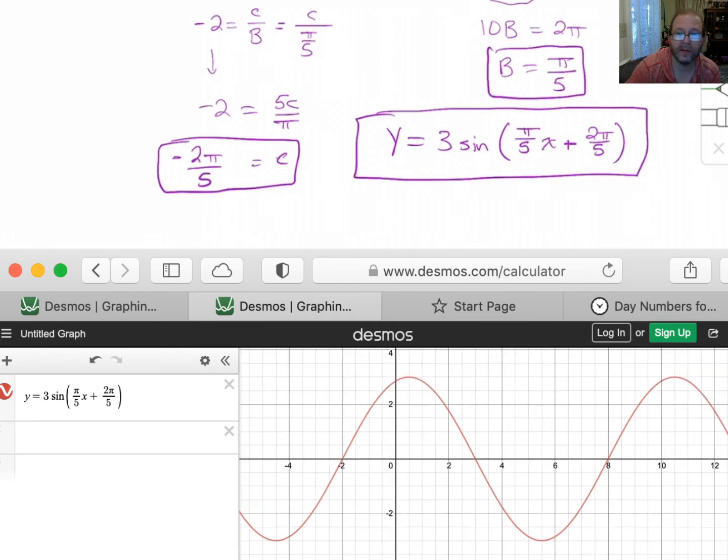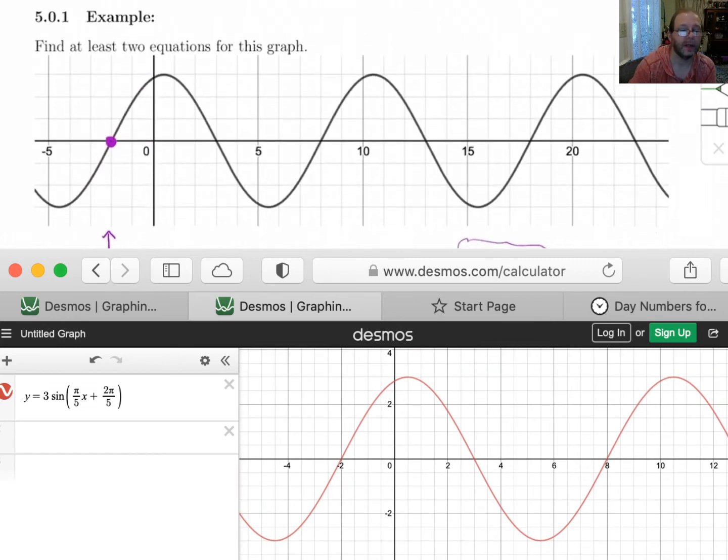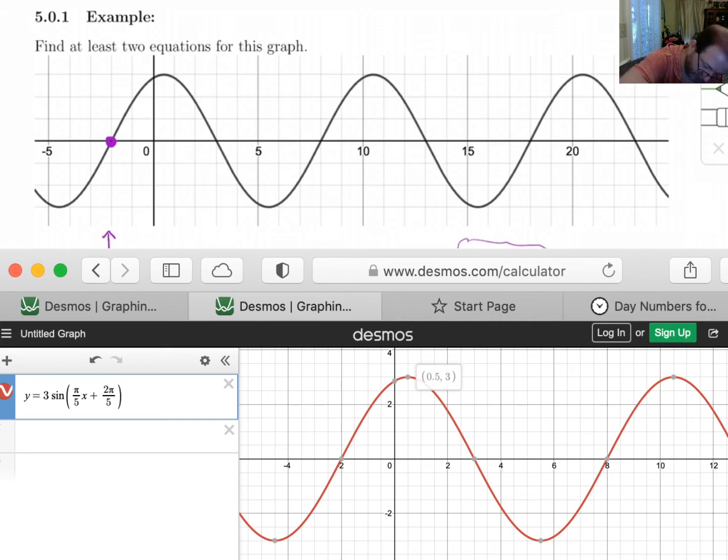All right, let's compare that to our original graph up here. It starts at -2. It has a max of 3. And that happens at 1/2, which, yeah, that looks like it's right. And what is this? That's at 3. And if I come up here and mark the same point, that right there is also at 3. And this ends at 8. And this also ends at 8. So yeah, that's correct. All right, the question said, though, find at least 2 equations for this graph.